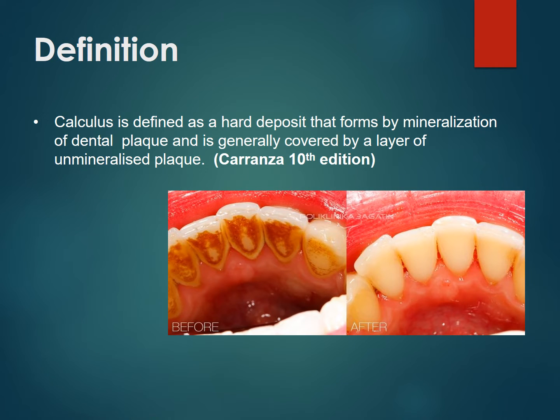Coming to the definition of dental calculus, what is dental calculus? It is a mineralized component of dental plaque, or it can be defined as a hard deposit that forms by mineralization of dental plaque and is generally covered by a layer of unmineralized dental plaque. According to the Carranza definition, it is a hard deposit that forms by mineralization of dental plaque and is generally covered by a layer of unmineralized plaque.